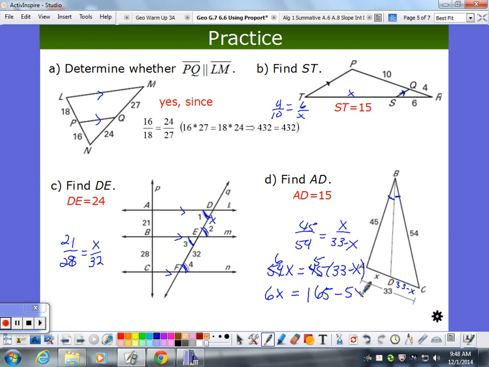Wait a second, how did it get that? I divided by 9. Well, how are you able to divide by 9? Division property of equality. 165 divided by 11 is 15. 45 over 54 equals 33 minus x over x, so it has to be 45 times x equals 54 times 33 minus x. Do I get it? I don't have a calculator. What's 165 divided by 11? Somebody help me out here. I really don't understand how this works.